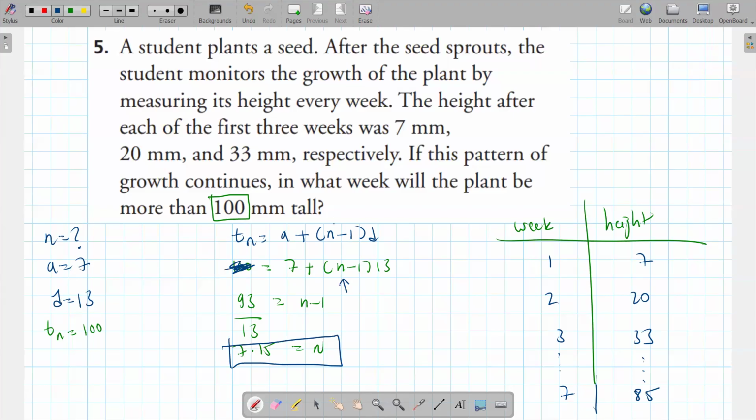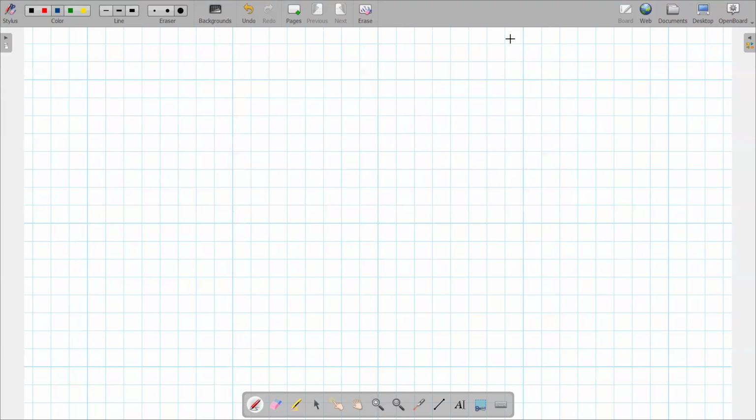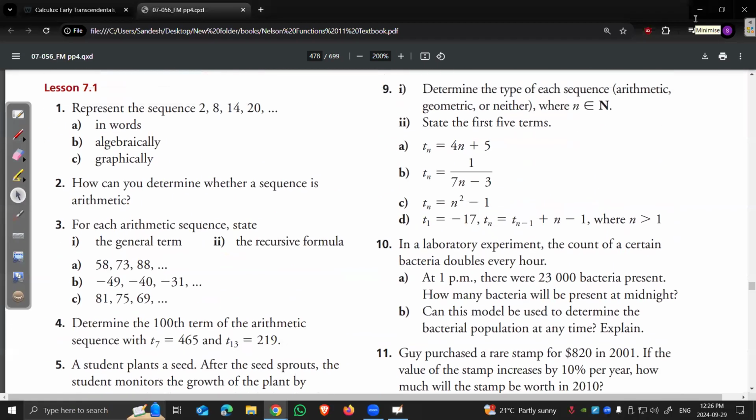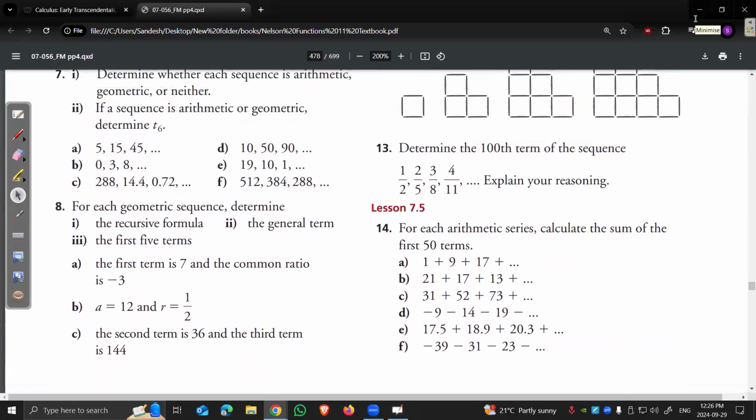So what's the answer to this question? 7 or 8? 8. So the final answer will be in what week? The 8th week. And that's the final answer, and we're done. So that is arithmetic sequence.